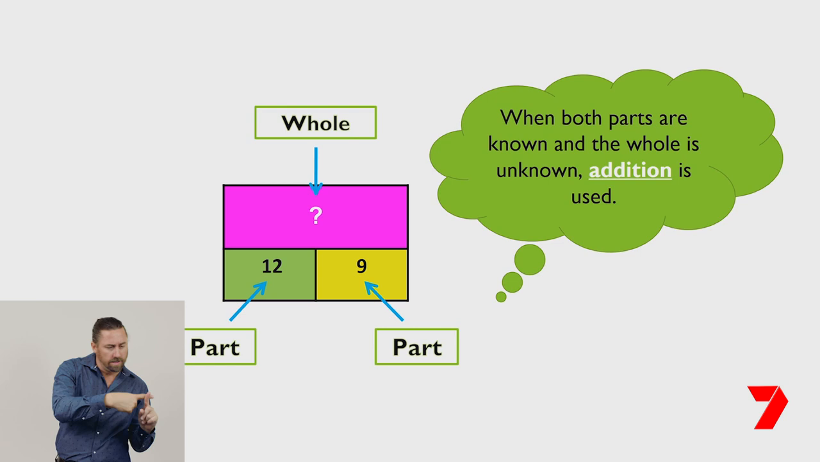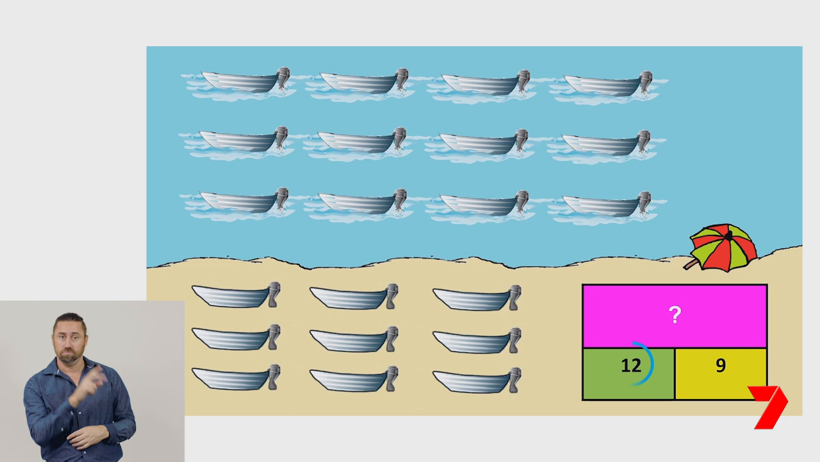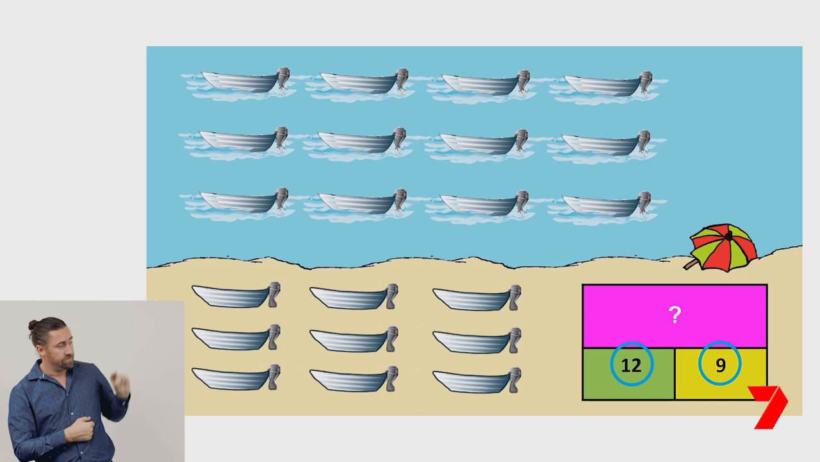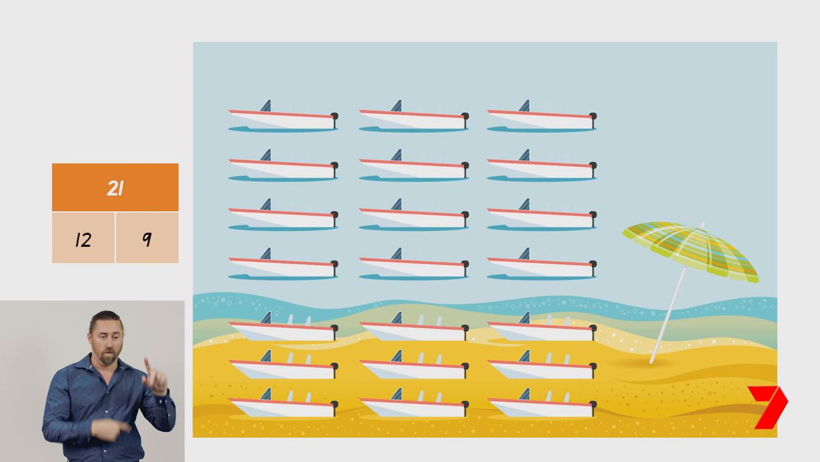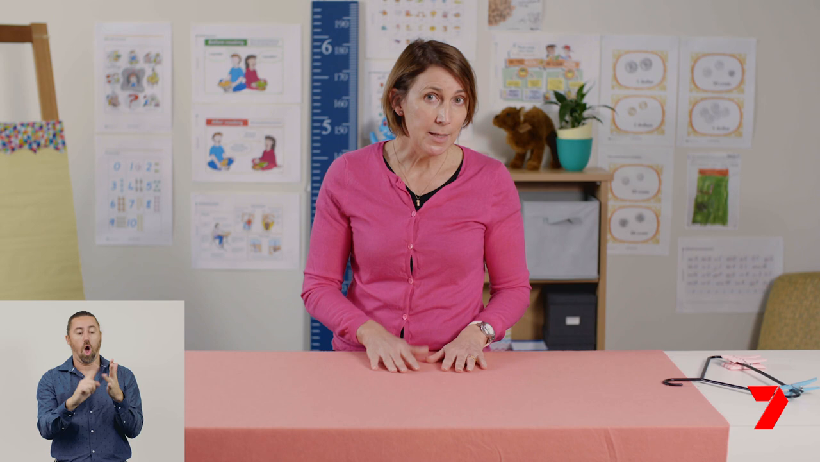For example, 12 boats were in the lake and 9 boats were on the beach. How many boats were there? We add the 2 parts together to find the total, 21. So adding the 2 parts in that problem gave us the solution. 12 add 9 makes 21. Now when the whole is known, one part is known and one part is unknown, we use subtraction to find the part and solve the problem.